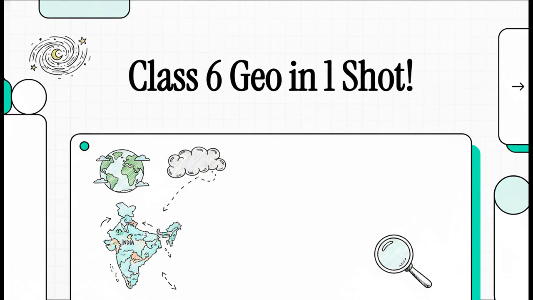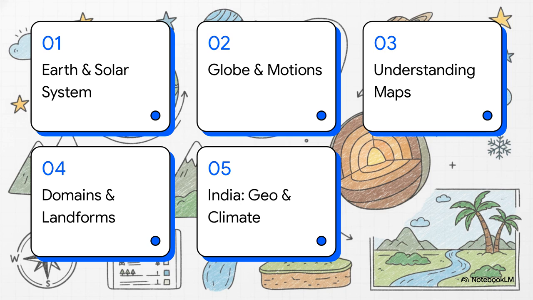We'll be using our clear, structured mind maps to make sure every single high-yield fact sticks in your memory. So get ready to supercharge your revision. Okay, let's dive right into this. Here is our roadmap for this explainer, condensing 8 chapters into 5 easy sections. First, Earth in the solar system. Second, globes, latitudes, and motions. Third, understanding maps. Fourth, domains and landforms. And finally, India's geography and climate.